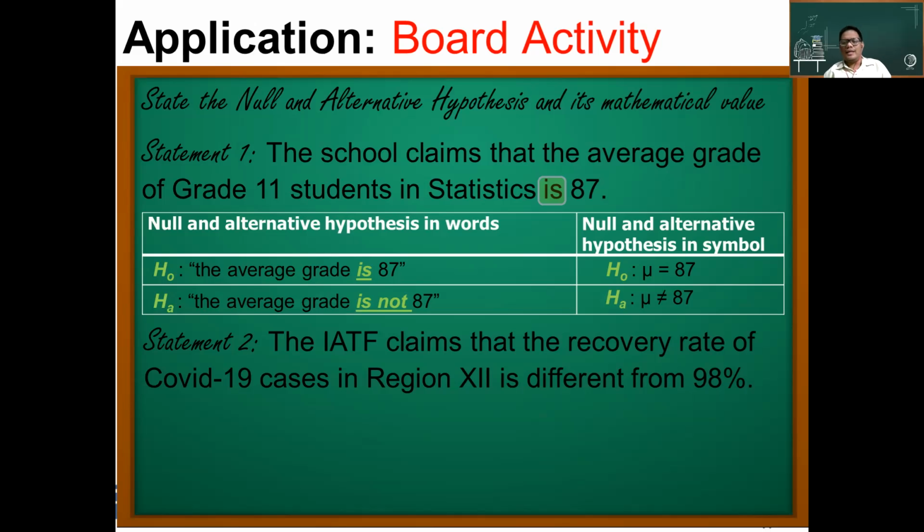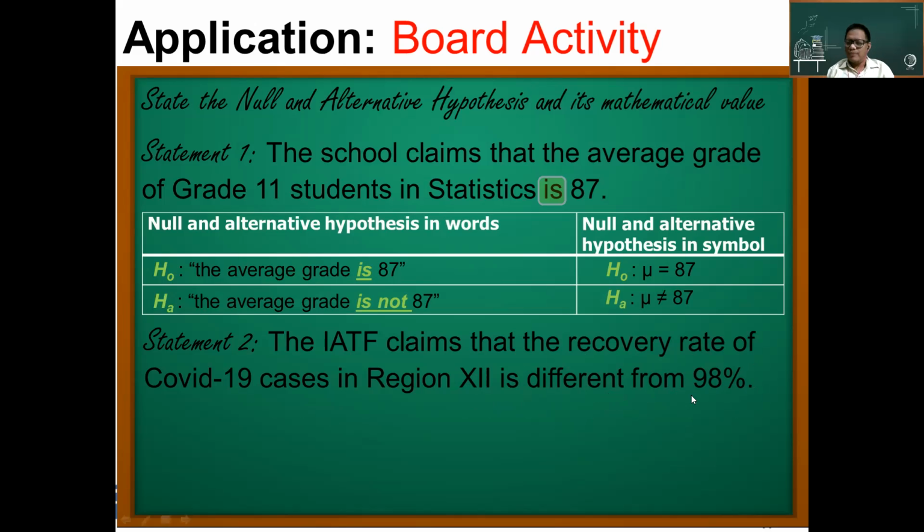So the claim here is in Region 12, it is different from 98. So it is a claim. So now let's proceed. What are our parameters? It is the 98%, which is the recovery rate, and what else? The recovery rate and the cases in our COVID-19 pandemic. It's different from 98.